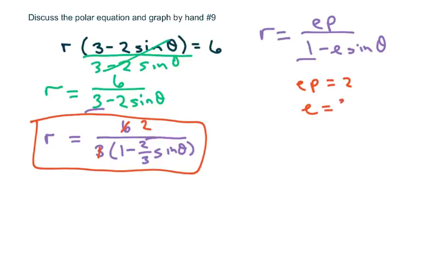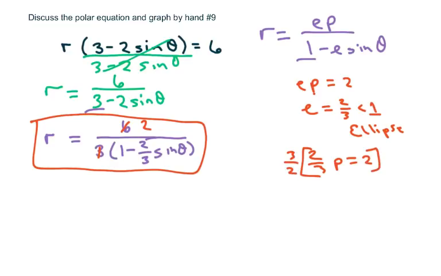E equals 2/3, which is less than 1. So this is an ellipse. And then we've got to find the P. So the P is going to be 2/3 times P equals 2. So you multiply both sides by 3/2, and that's going to be P equals 6 over 2, which is going to be 3, which makes it nice.